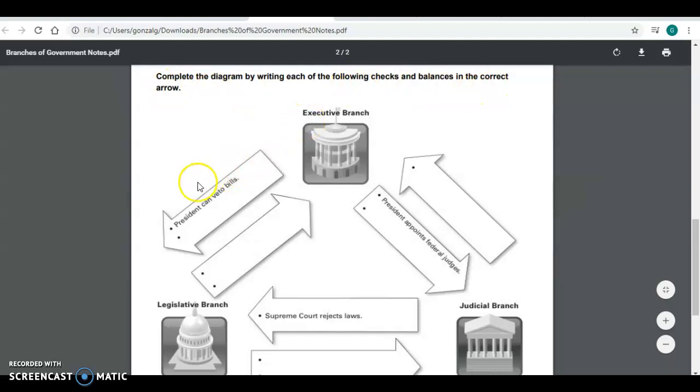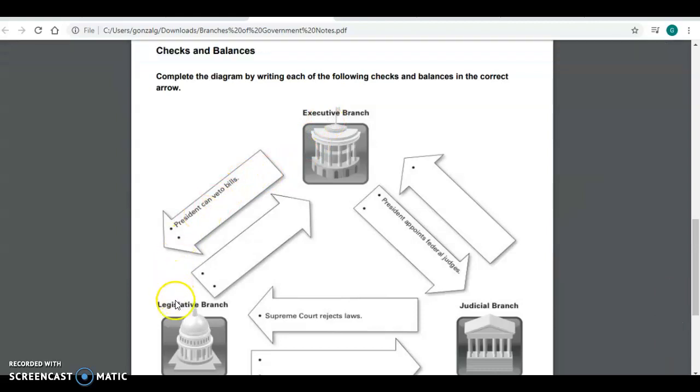So, give me two things that the executive branch has power over the legislative branch. So the one they give you is the president can veto bills. What else can the president do that is a power, a check or balance over the legislative branch? So you can come up with one more. Then this arrow is going back this way. So you're going to have to come up with two things here that the legislative branch can do to the executive branch. One would be impeachment.